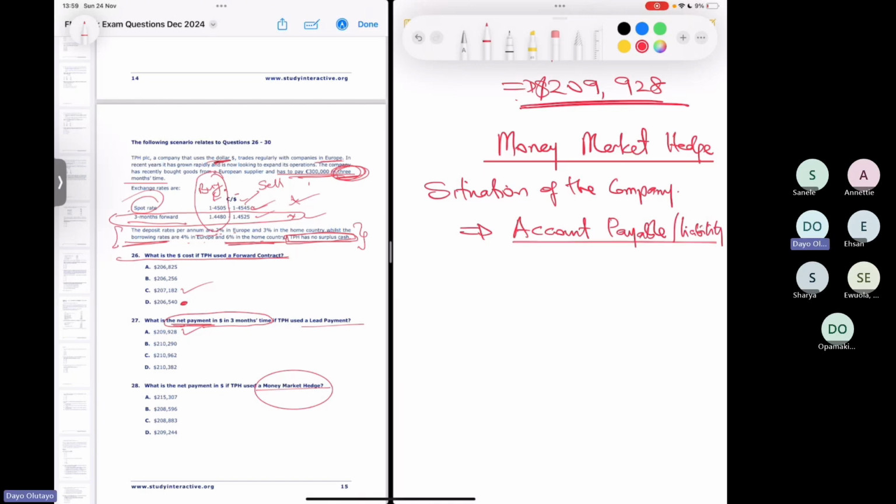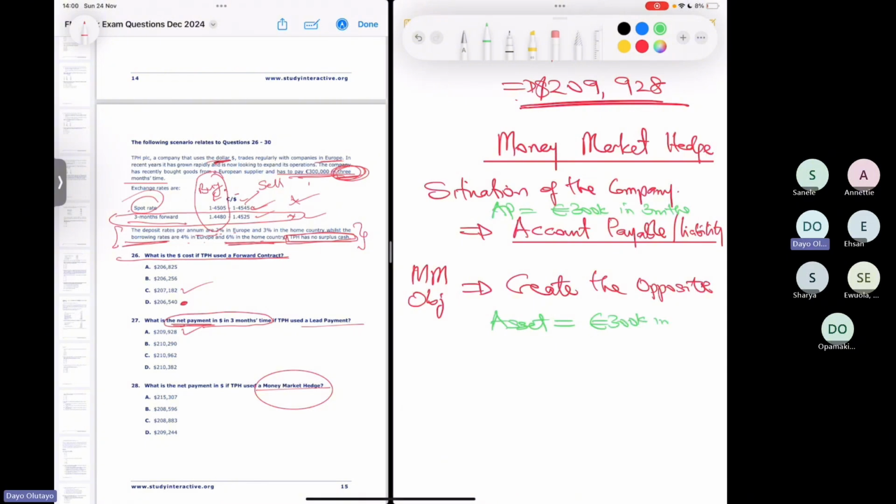So if this is the situation, whenever you are using a money market hedge, your money market hedge objective is to create the opposite. So you want to create the opposite. And what do I mean? Here, the situation is that this company has a payable of 300,000 euro in 3 months. Then your money market objective must be to create the opposite, which means create an asset that will be equals to 300,000 euro in 3 months.